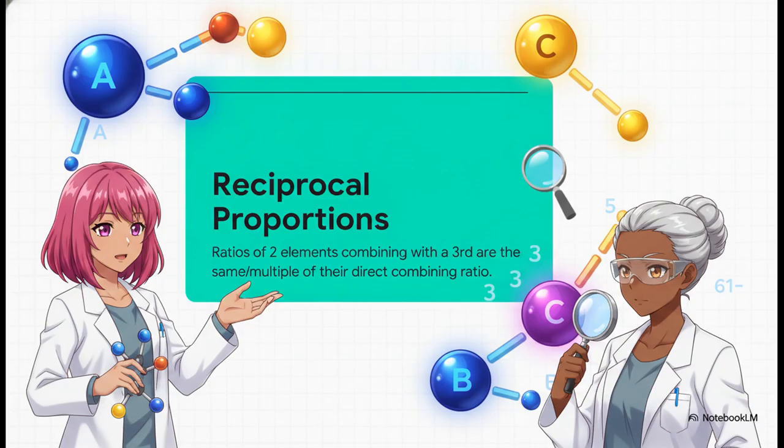When two elements combine separately with a definite mass of a third element, then the ratio of their masses in which they do so is either the same or some whole number multiple of the ratio in which they combine with each other. Look, I know it sounds like a massive tongue twister. Let's visualize it so it actually makes sense.